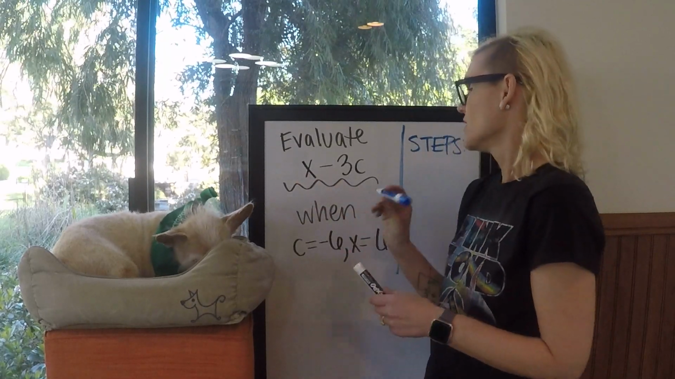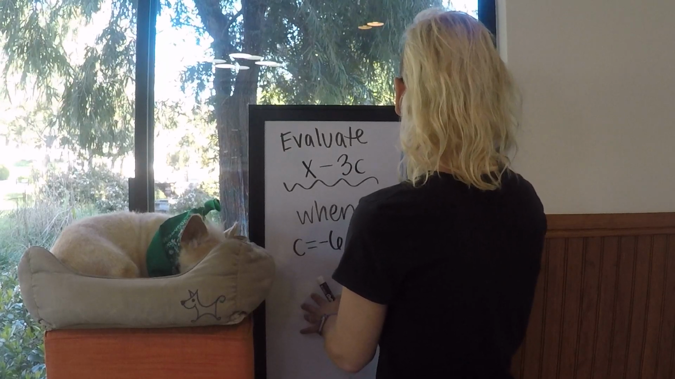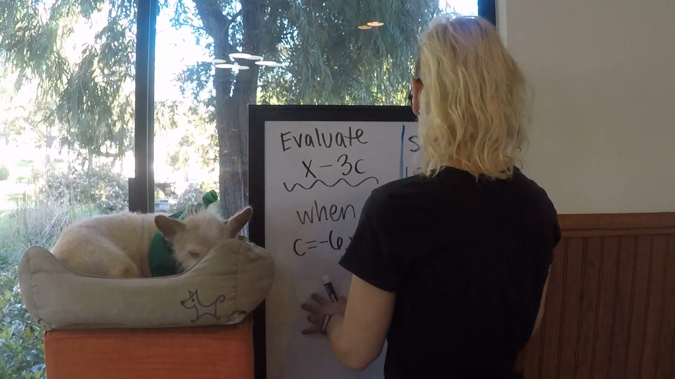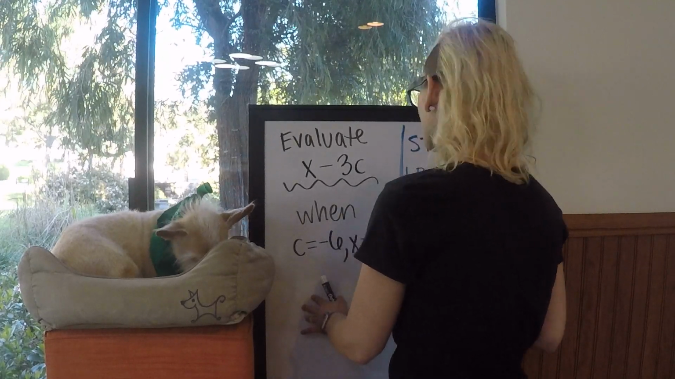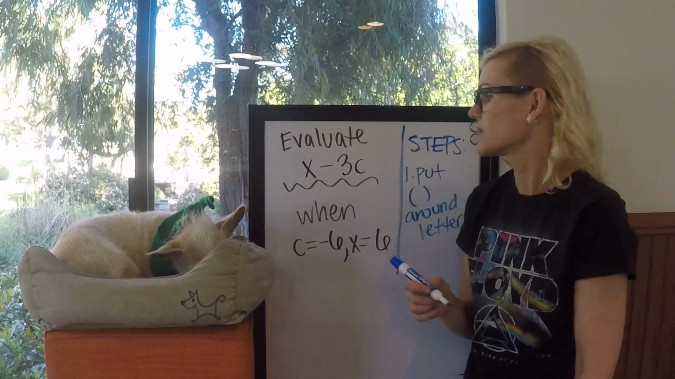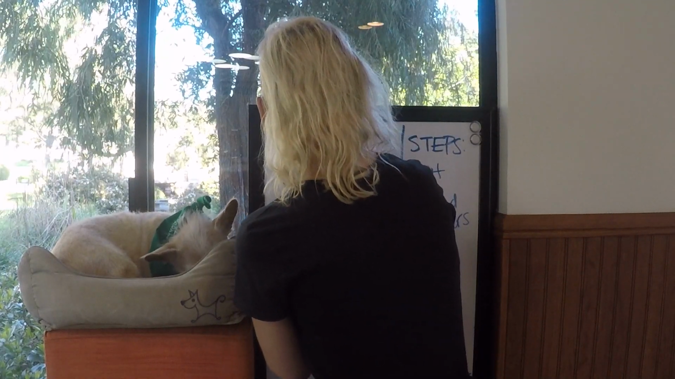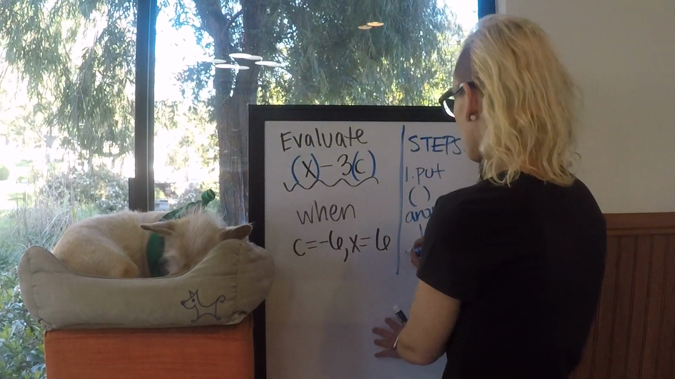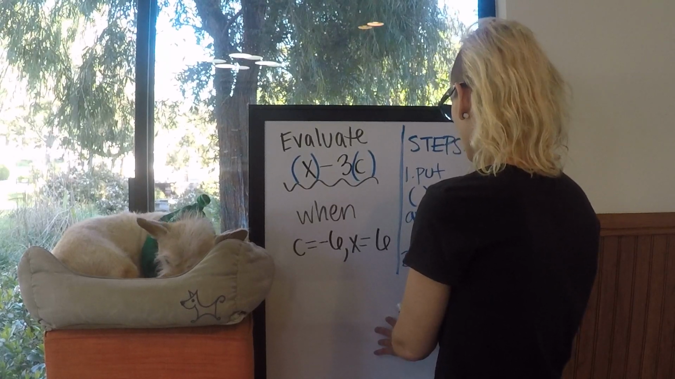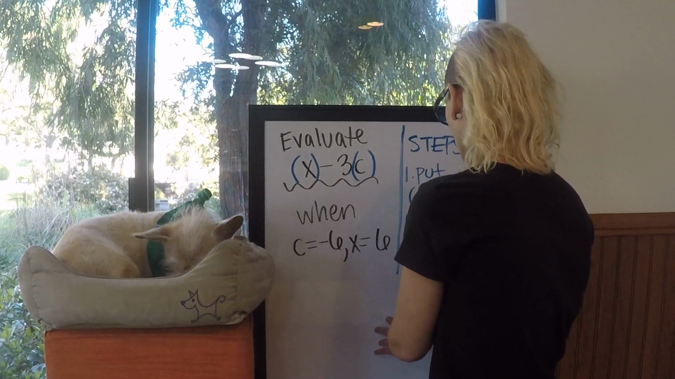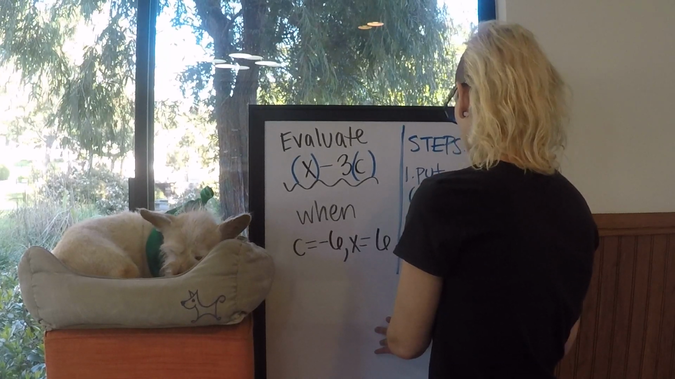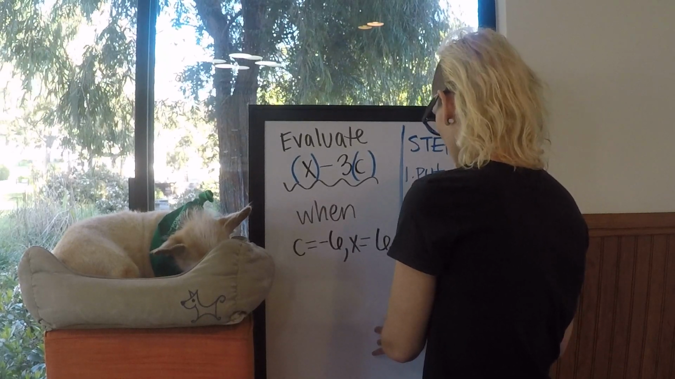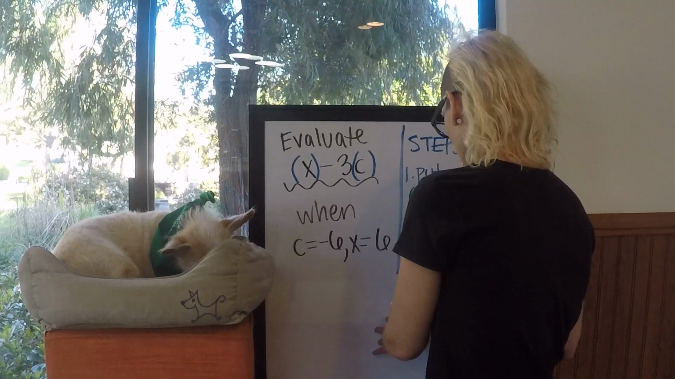So here's the steps. Step 1, put parentheses around the letters. And this step is going to be especially important when we get to exponents. So, first step, put parentheses around the letters. Second step, take out the letters, replace with numbers.